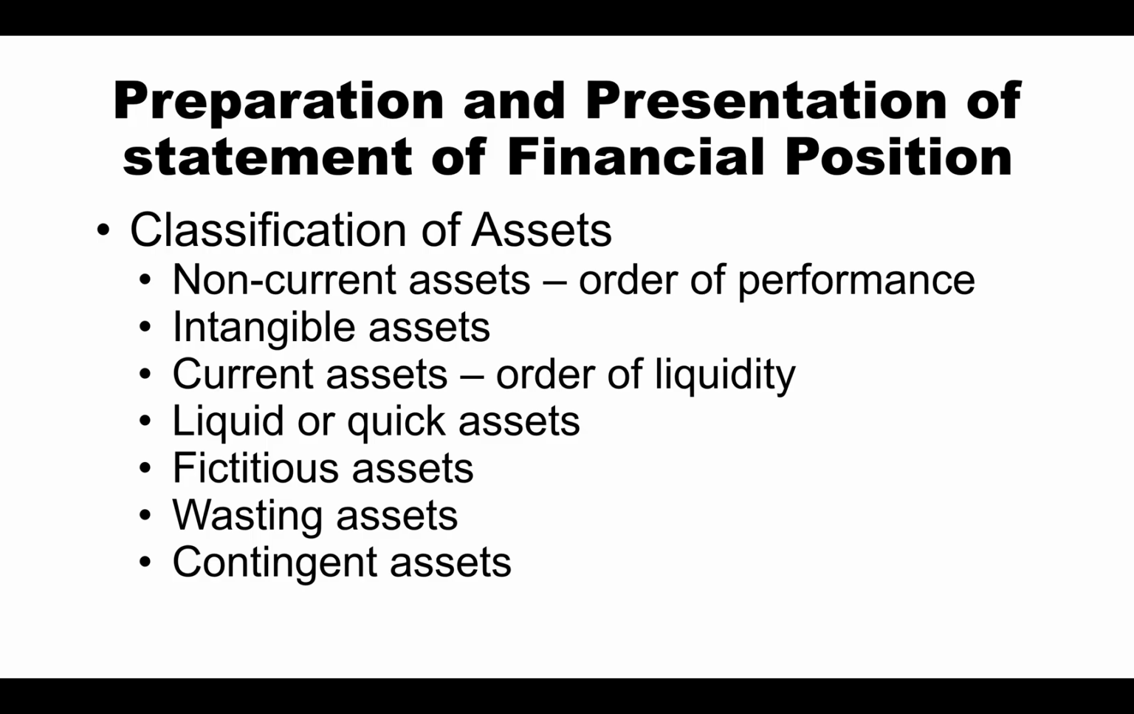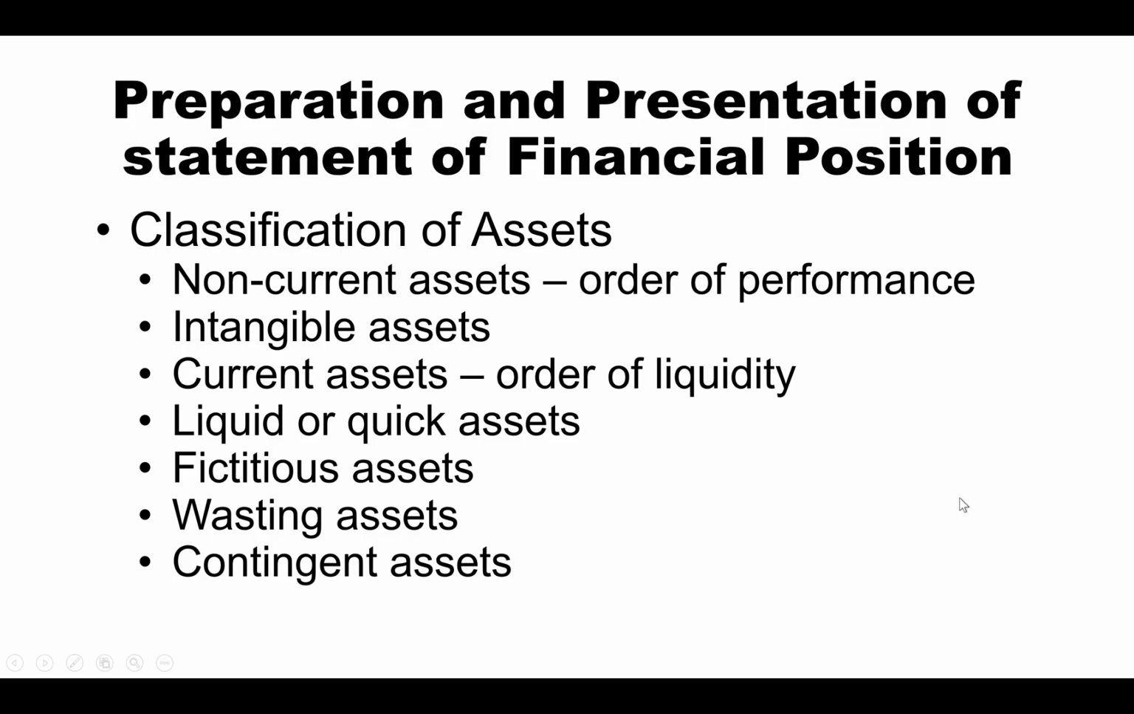And then you also have the current assets. We also remember we talked about the order of liquidity, which item is far from being converted into cash. Then you have liquid or quick assets, then you have purchased assets. You also have the wasting assets and contingent assets. So all these are assets that we can classify on the side of the assets.